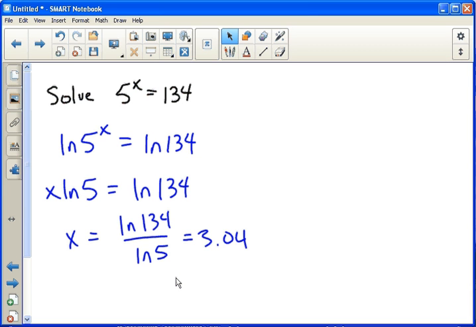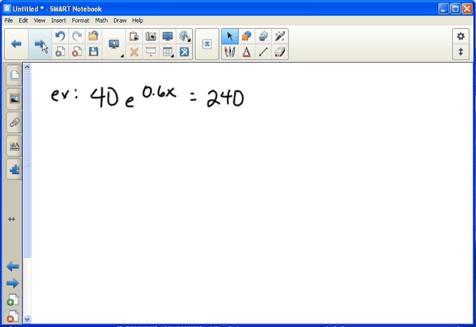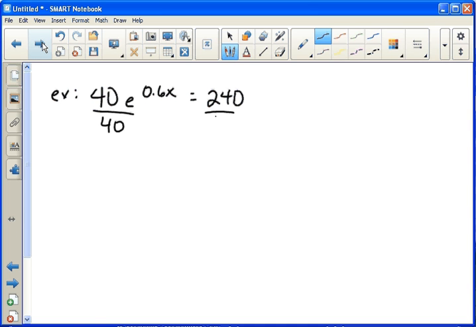Alright, next up, 40 times e to the 0.6x equals 240. Now if you have a coefficient in front, you don't want to take the natural log yet. You need to get the coefficient moved out of the way first. So I'm going to divide both sides by 40 here, and get e to the 0.6x equals 6, and then take the natural log of both sides.